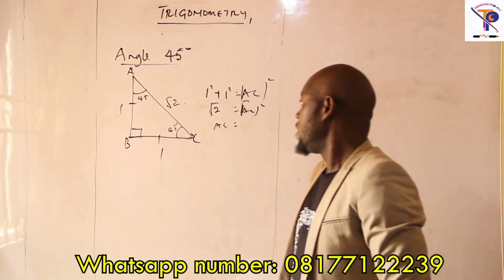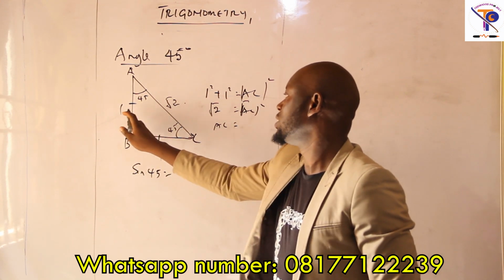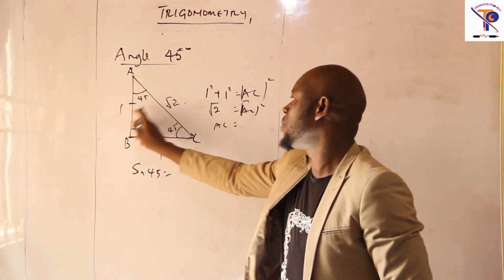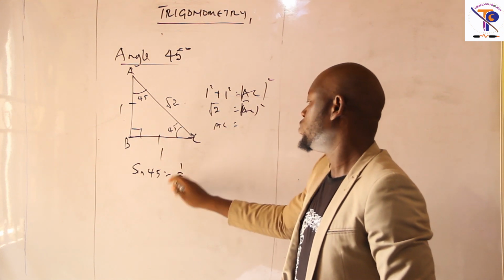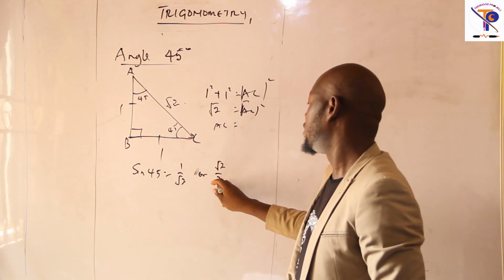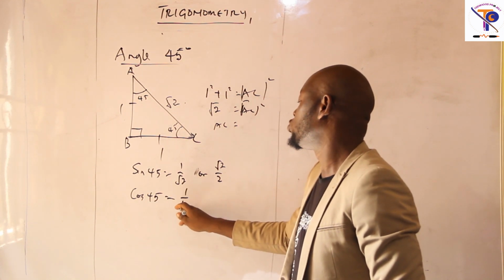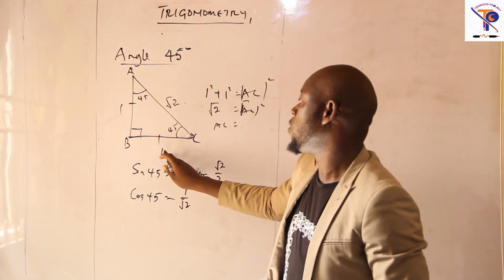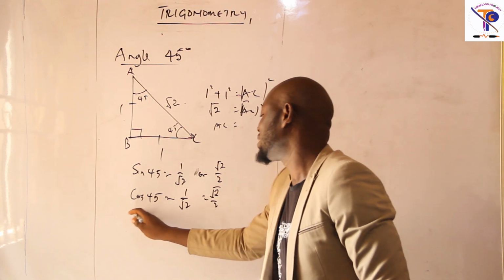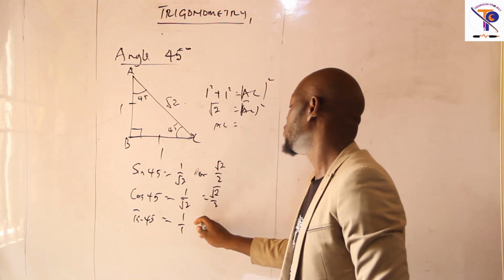So once we have gotten this, then we can go to sine 45 now. That will be opposite. Any one you choose is the same. Any one you choose can work. So we have 45, that's opposite over hypotenuse, that's 1 over root 2. If you rationalize this, you have root 2 over 2 here. Then cos 45 will definitely give you 1 over root 2 as well. Check it. Cos 45, that is adjacent to hypotenuse, 1 over root 2 or root 2 over 2. And tan 45 will give you 1 over 1, which is 1.